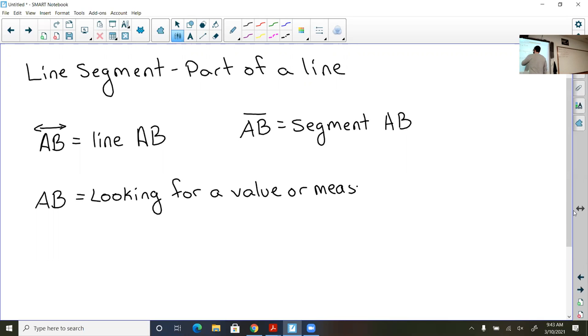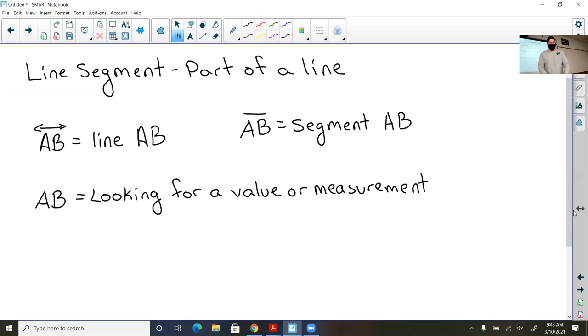So on Monday, when I said on the worksheet to draw line AB, it was actually looking for you to put two points on the plane, connect them with a line and arrows on either side, and you were done. Now, if I said find AB and there wasn't a symbol on top, then I'm actually looking for you in some way to calculate the value of that segment. And since it's a segment, it's measurable. And since it can be measured, there can be a value associated with it.